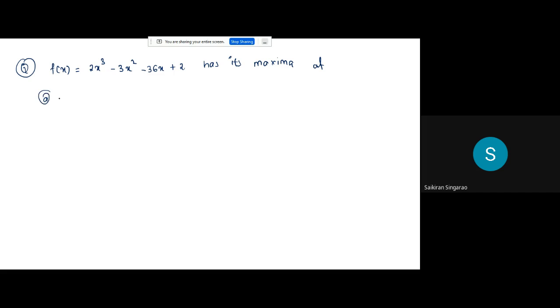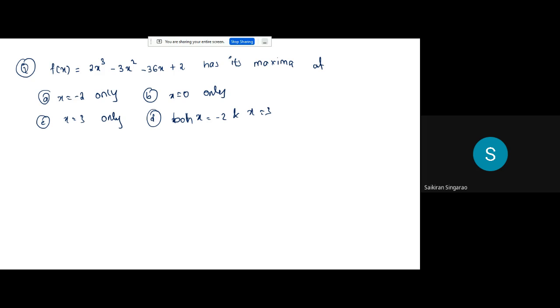Say option A, x is equal to -2 only. Option B, x equal to 0 only. Option C, x equal to 3 only. Option D, x equal to both, x is equal to -2 and x is equal to 3.